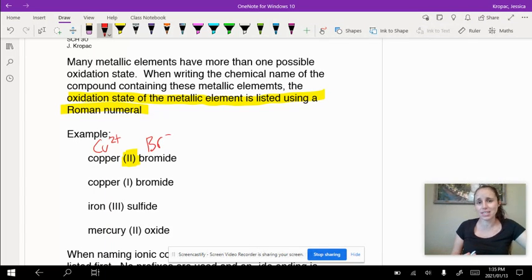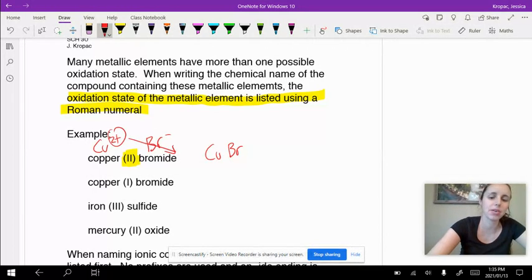Now it follows the exact same rules for ionic. So we're going to write Cu, we're going to write Br, and we're going to do that crossing over. So this 2 is going to come down here, and this 1 is going to come down here, but of course we don't have to write a 1. Let's now take a look at what copper 1 bromide would look like. Again, the charge is being given to me. It's a 1+. Bromine is going to be that negative. So copper 1 bromide would just be CuBr.